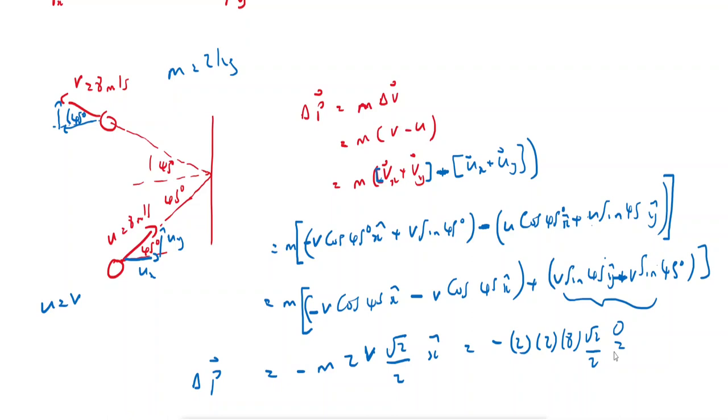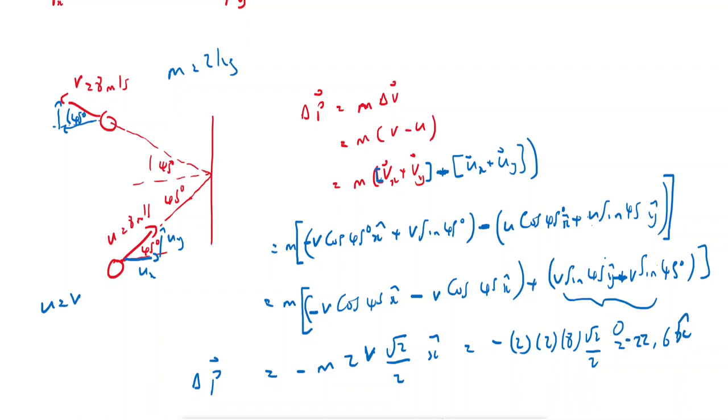And then this basically becomes 4 times 8, or 8 times 4, which is going to be 32. And then you just multiply that with root 2 over 2. So this is 22.6. All right. So this is going to be 22.6 in the negative x direction.